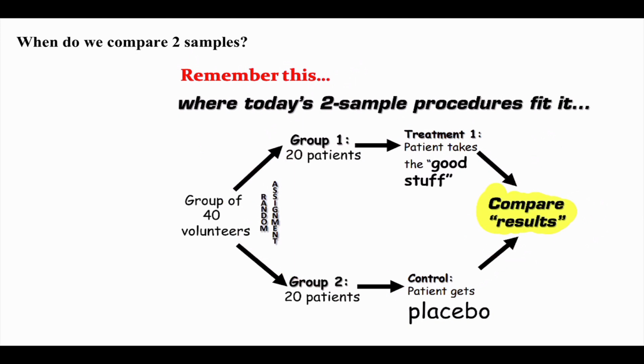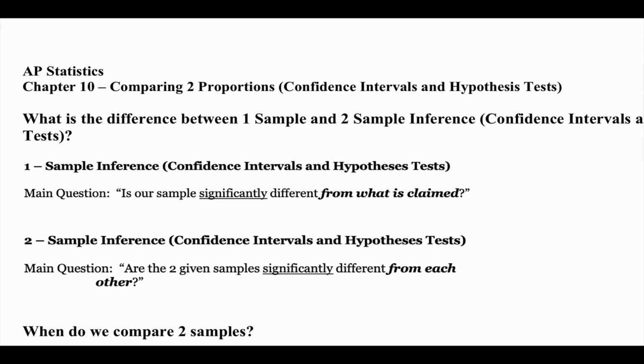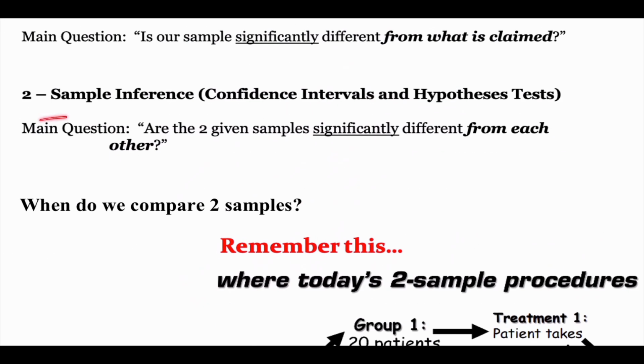We're not doing the rest. The rest of it we've already done: how to get a sample, how to split up the sample. That was all earlier in the chapters. Now we're going to focus on comparing the results. Is treatment 1 significantly better than treatment 2? We don't know. That's what these things will tell us.